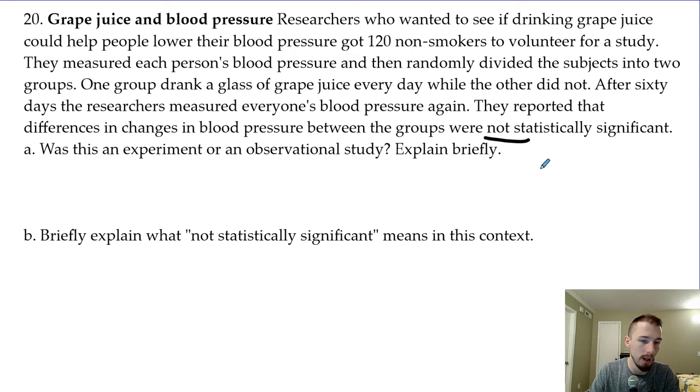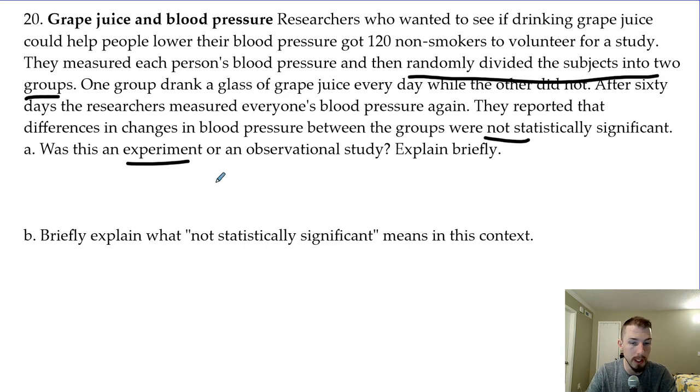All right, what is the experiment? Was it an experiment or observational study? Key to an experiment is random assignment to treatment groups. Did we randomly assign, randomly divide them into 2 groups? Yep, we're good. So it is an experiment. Explain briefly. So the key is that we randomly divide them into 2 treatment groups. That's what makes it an experiment.